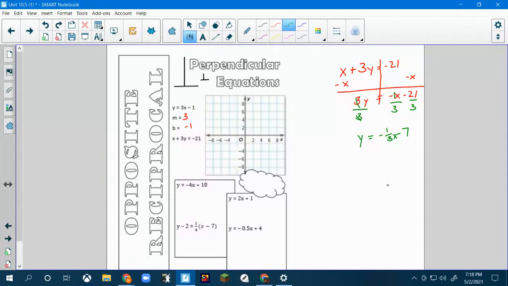Oops, right with x there. So my slope on this one is -1/3. My b is -7. Let's graph our first one at -1. Notice how this has a different scale. It counts by 2's. So we'll start at -1, which is right here.